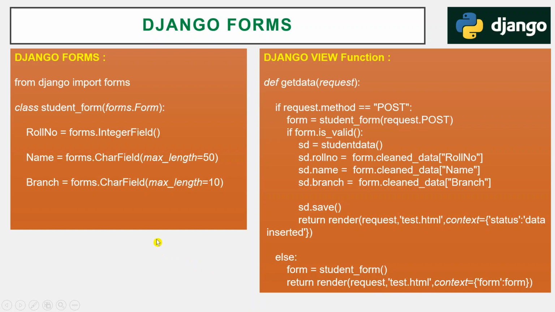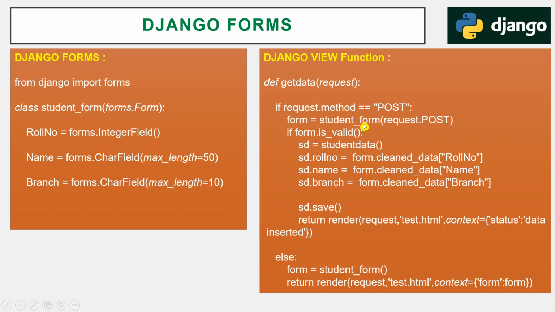Then the form will appear with all these fields like roll number, name and branch on the web page. Now you will enter all those details in the fields provided on the front end web page. After that the user will click the submit button. This time the request method is POST. Now I have to execute the if block, not the else block, right?